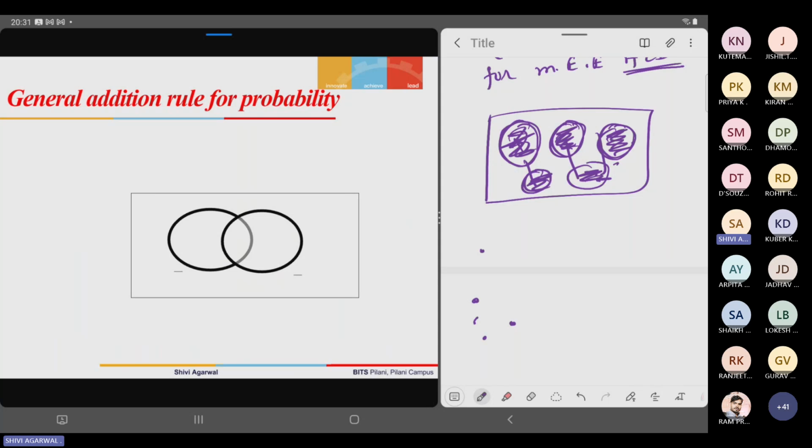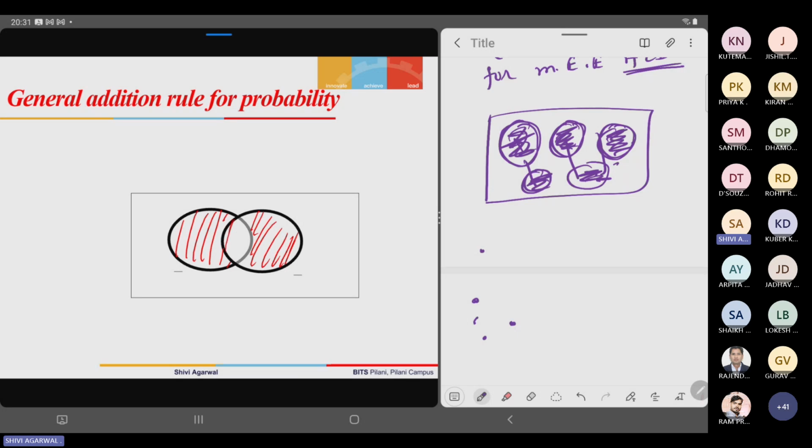Okay. Now, if they are not mutually exclusive, clear? The condition was that the axiom was based on the assumption that they are mutually exclusive events. If they are not mutually exclusive events, how can we calculate the probability? For that, there is what is known as the general addition rule in probability. So the probability of A we can find out like this, and the probability of B we can find out like this.